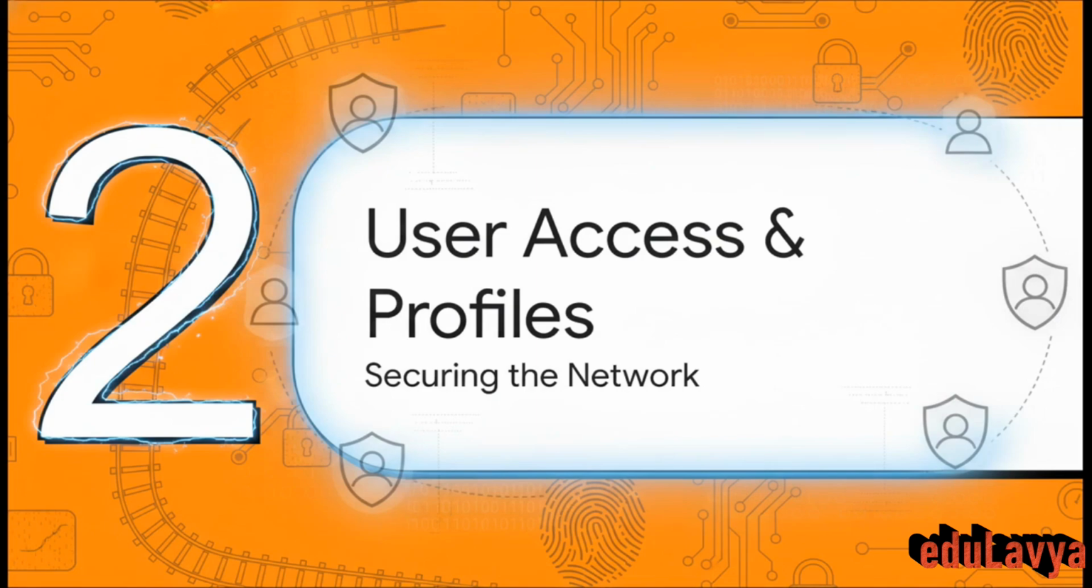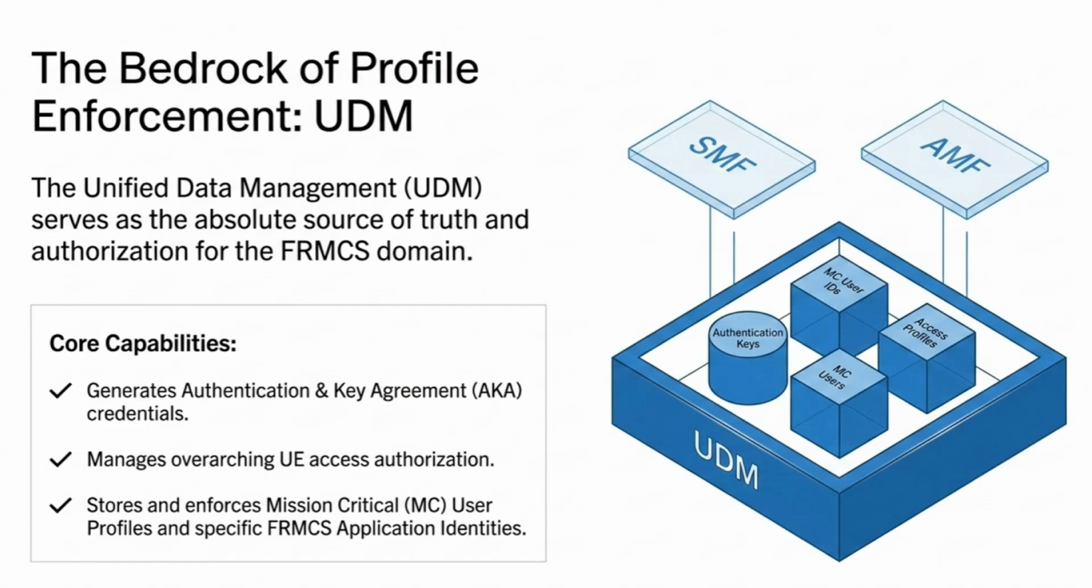Section 2. User access and profiles. To secure this critical network, we've got to first establish the who. Think of the Unified Data Management, or UDM, as the ultimate VIP guest list. It's the central authority in our network that strictly enforces exactly who or what gets access to our system based on rigid user access profiles. Whether it's a trackside sensor or a massive high-speed train, the UDM ensures absolutely nobody gets on the network without a verified ticket. So how does it do this?